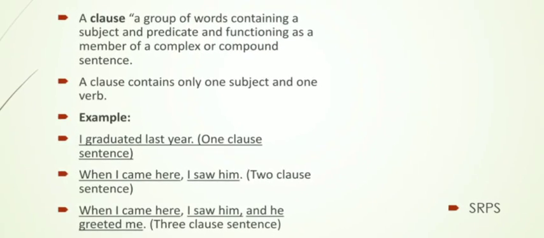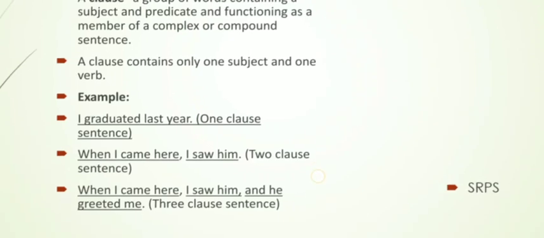See the clause here. First example. I graduated last year. I is subject. Graduated verb. We got a complete sense that the person graduated last year. So it's one clause sentence. A clause hai sentence pe aur is sentence ko simple sentence bhi kehte hain, where there's one independent clause, a clause which is not dependent on anyone, which is not incomplete.